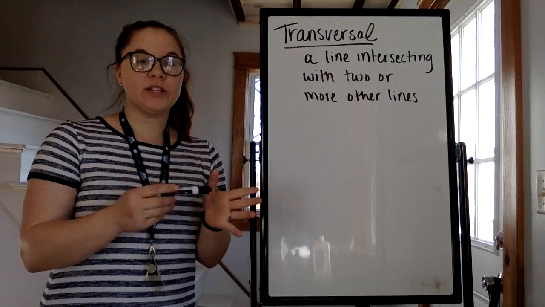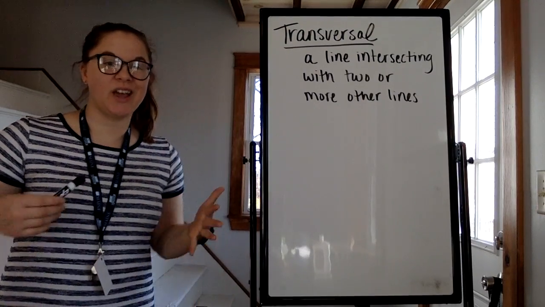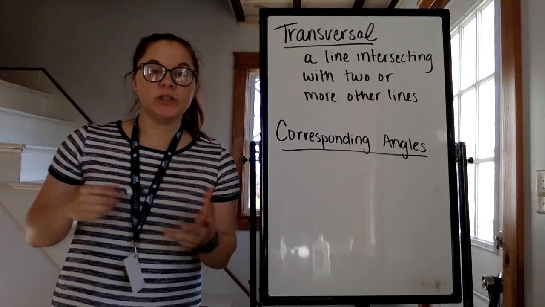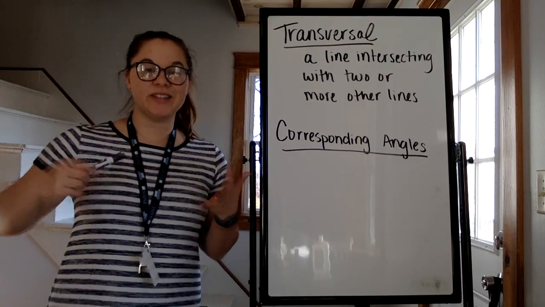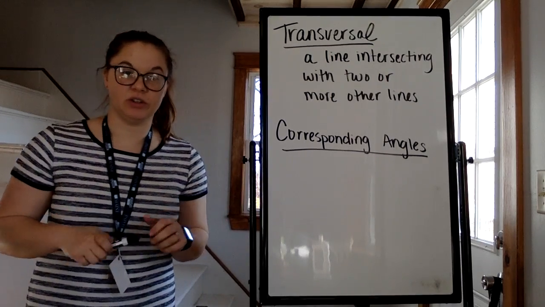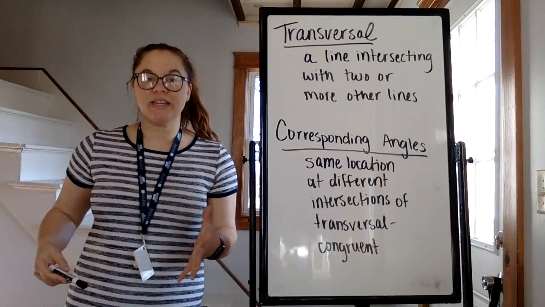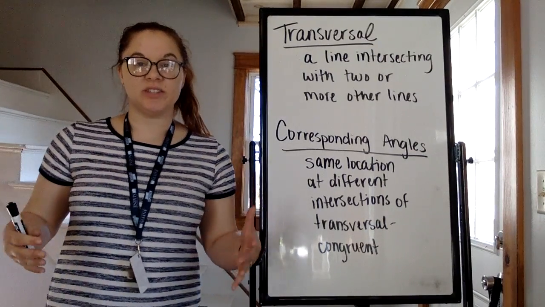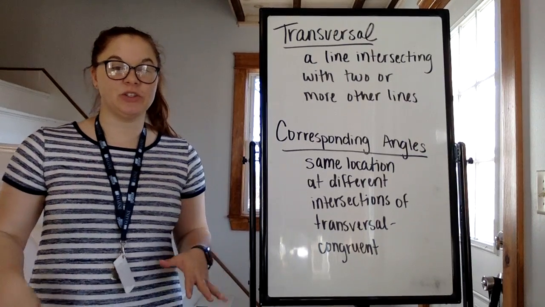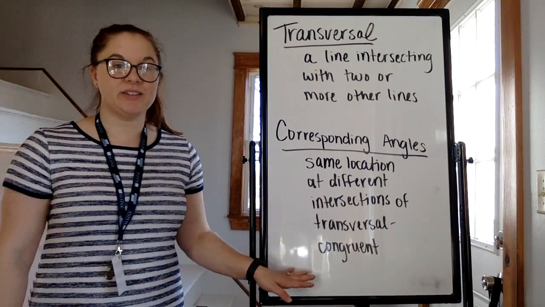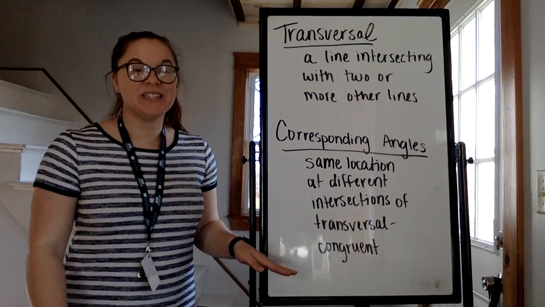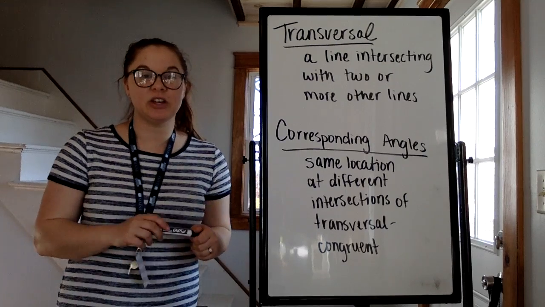So with transversals, the first kind of angle we're going to talk about is corresponding angles. Corresponding angles are angles that are in the same location at different points of a transversal. So the important idea here is that these are angles that are at the same location at different intersections of a transversal. It's really important to recognize that when you have a transversal of parallel lines, these angles are congruent. So let's take a look at an example.